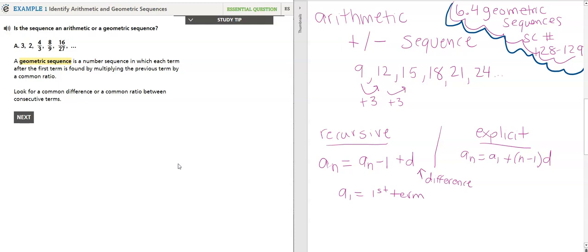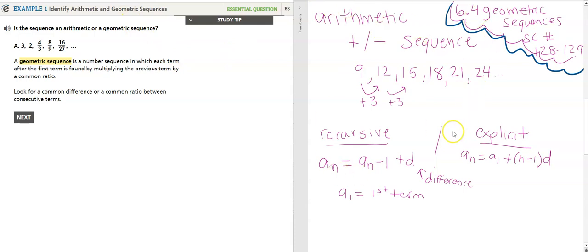We have another marvelous adventure in the world of Topic 6. We are looking at 6-4, geometric sequences, and in your student companion we should be on page 128 to 129, but of course I could be a little off there. As a reminder, we're going to start looking at geometric sequences.